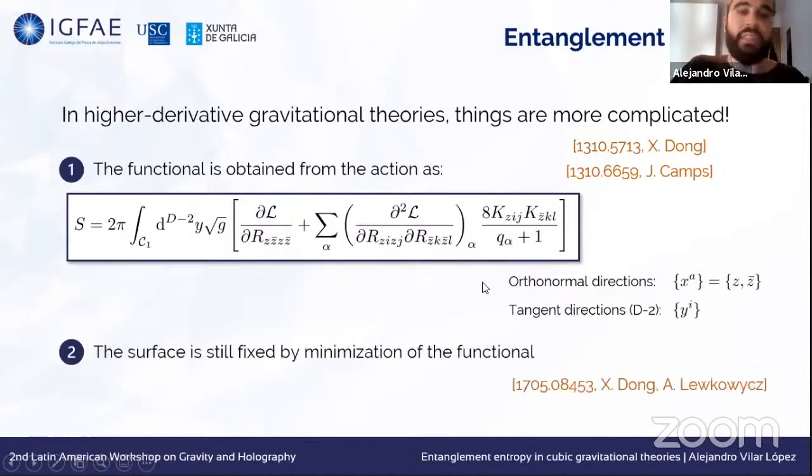And then the second step is how I determine the surface. Well, in principle, you have to do all this difficult procedure of going to the equations of motion, and that is very difficult for a higher derivative theory. But there's a paper in 2017 by Dong and Camps in which they show that basically you can just minimize the result of this thing you do here, you can minimize the functional and it works, just like it worked in general relativity, okay?